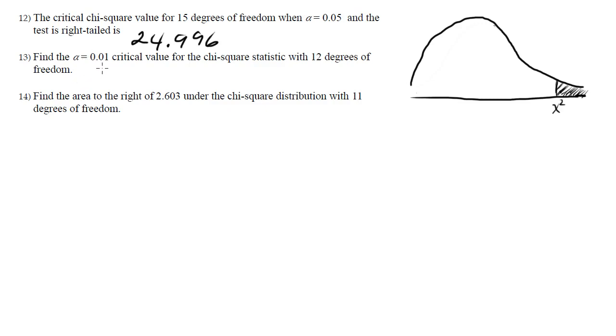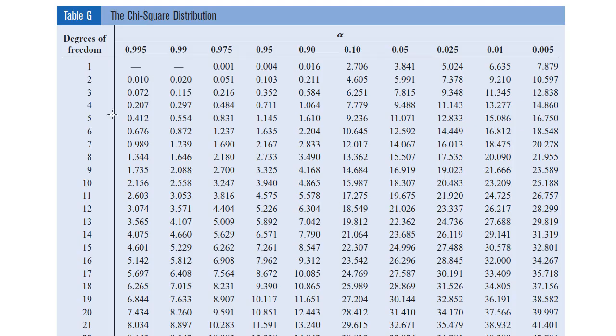Same thing with the next. Find the alpha equals 0.01 critical value for the chi-square statistic with 12 degrees of freedom. 12 degrees of freedom, 0.01 all the way at the end here. It's 26.217.